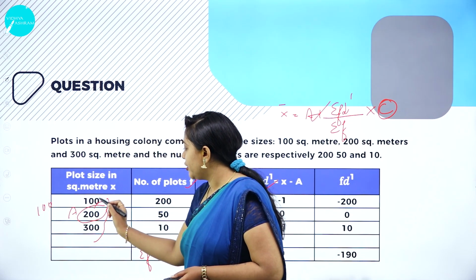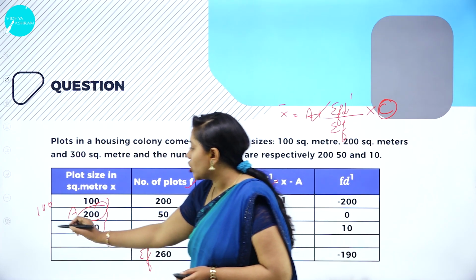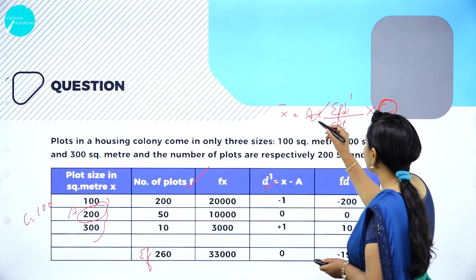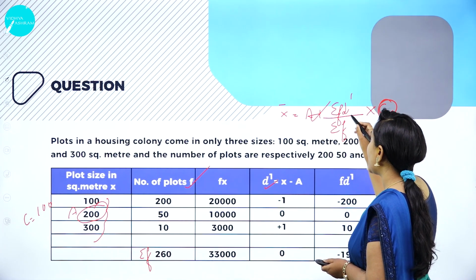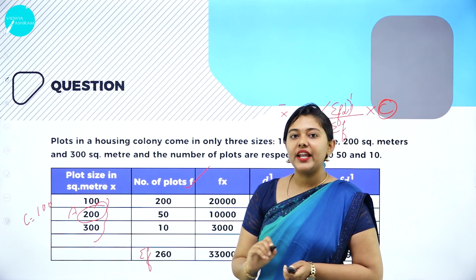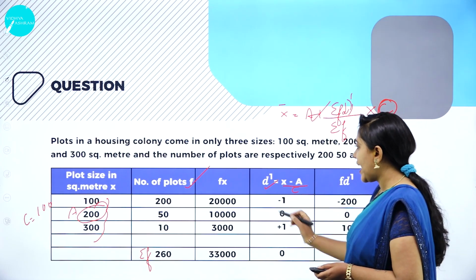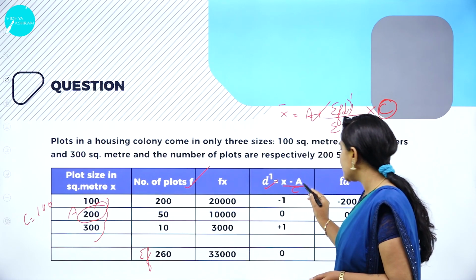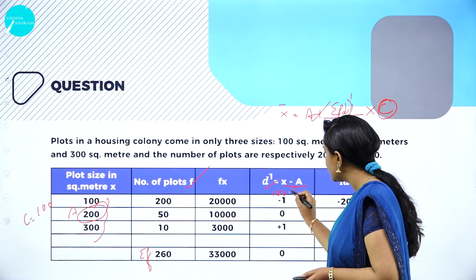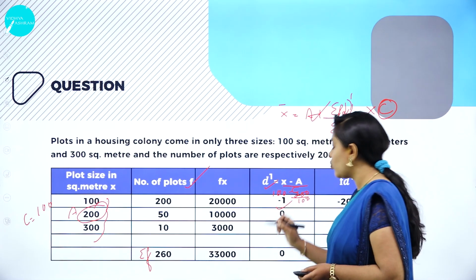So 100 to 200, 200 to 300. What is the common difference we have? That is 100. So you have got the common difference, you have got the assumed mean, you have got sigma F. The only thing we have to compute is D dash. How to compute D dash? X minus A divided by C. So what is X? 100. What is the assumed mean? 200. So 100 minus 200 divided by 100 will be minus 1.